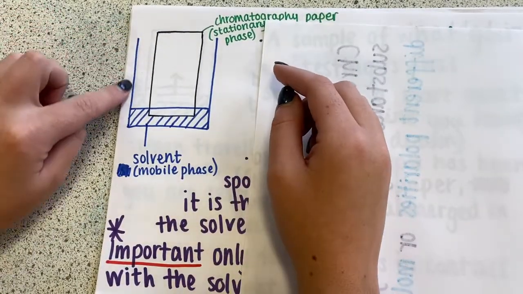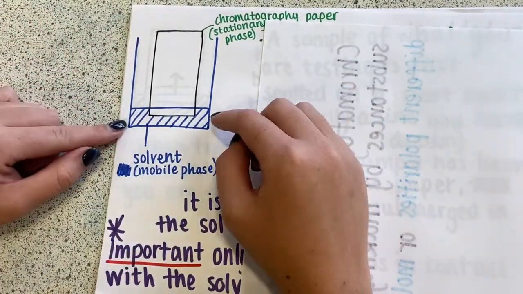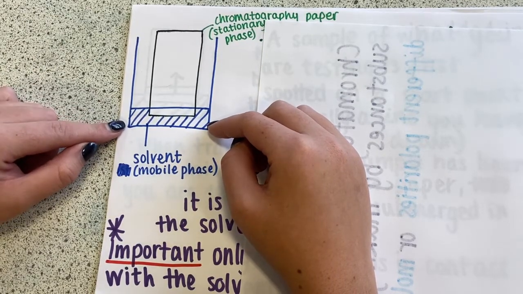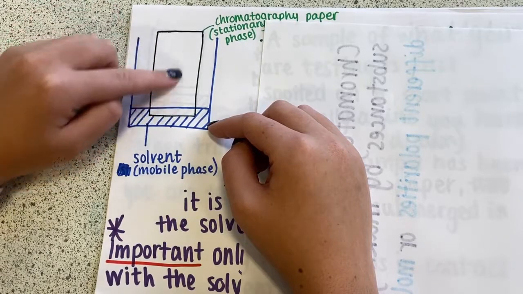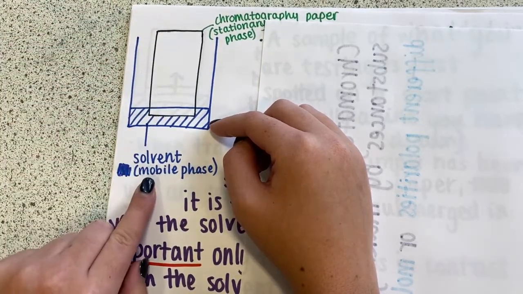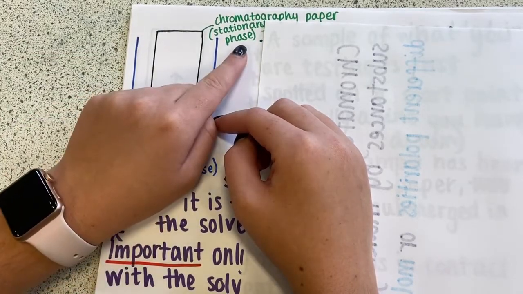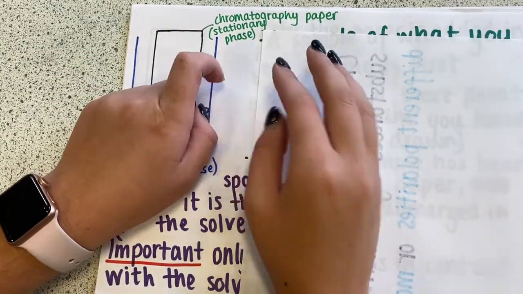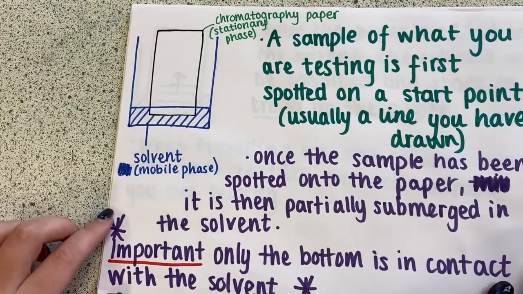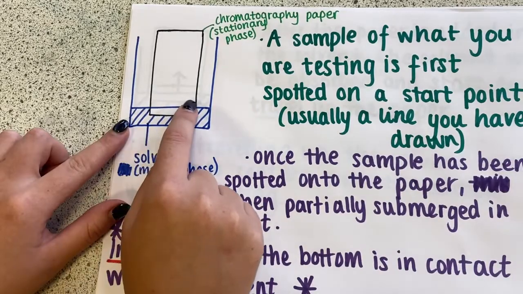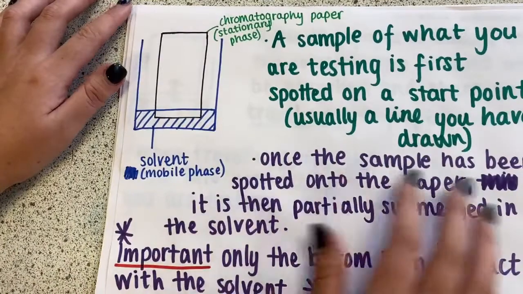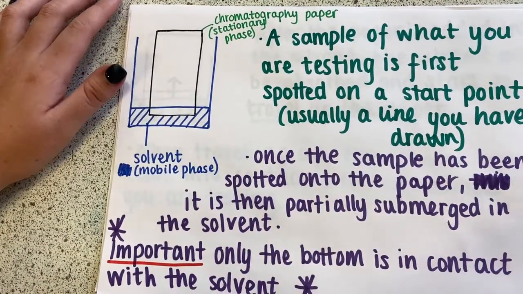You've got a little beaker with some solvent in the bottom. A lot of the time this solvent is a polar solvent. And you have your chromatography paper here. Your solvent is called the mobile phase and your chromatography paper is called the stationary phase. You add the sample you're testing along here: you draw a line and add a dot of the sample.